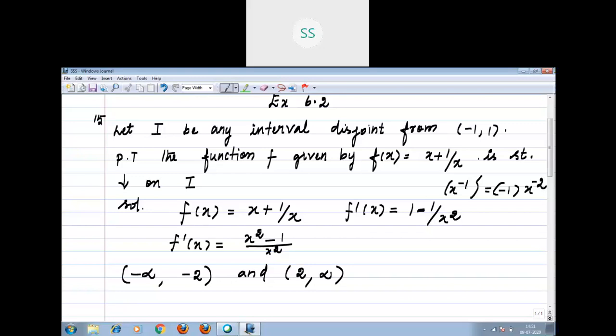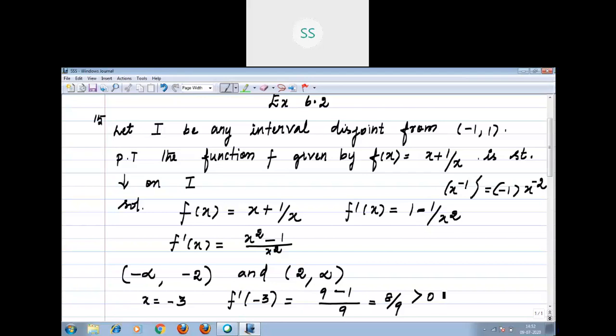Then if you are assigning a negative value, for example, x is equal to minus 3, what is your f dash of minus 3? Here x square is a perfect square, so the negative becomes positive. 9 minus 1 divided by 9, which is equal to 8 by 9. You know very well it is greater than 0. Minus infinity to minus 2, the function is strictly increasing.